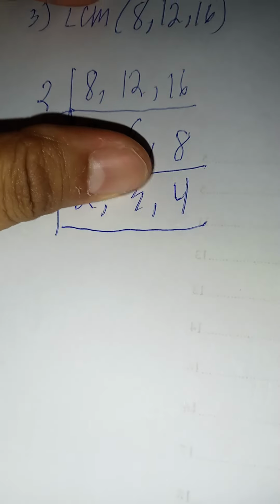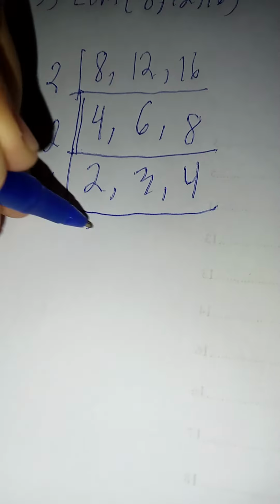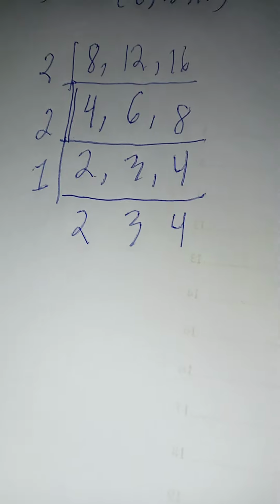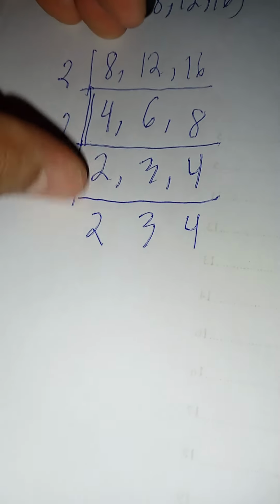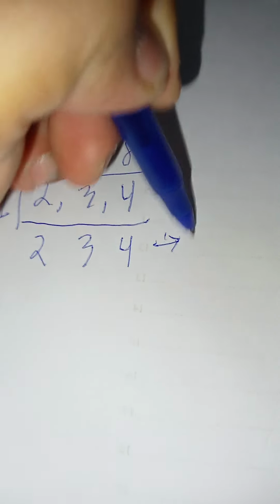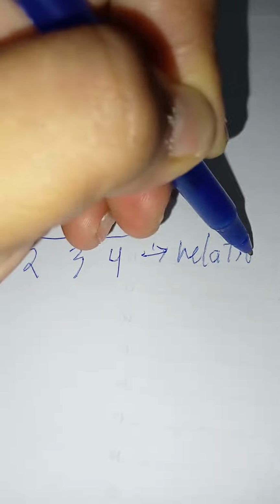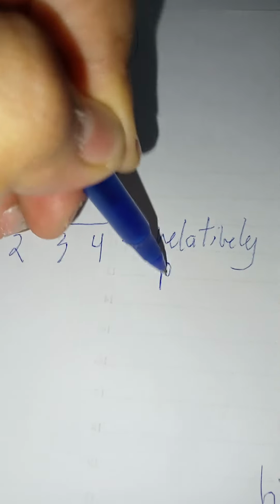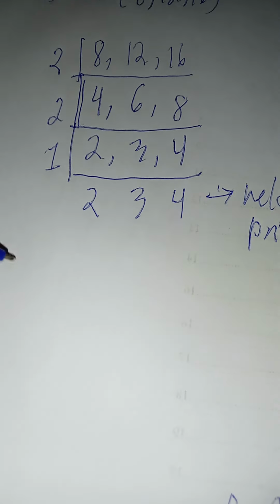So afterwards, we divide again with the smallest possible number. So the only smallest possible number is 1. So 2 divided by 1 will be 2. 3 divided by 1 will be 3. 4 divided by 1 will be 4. As you can see, we obtained the same numbers again. So these are relatively prime. So when the quotients are relatively prime, meaning to say we're going to stop the process.